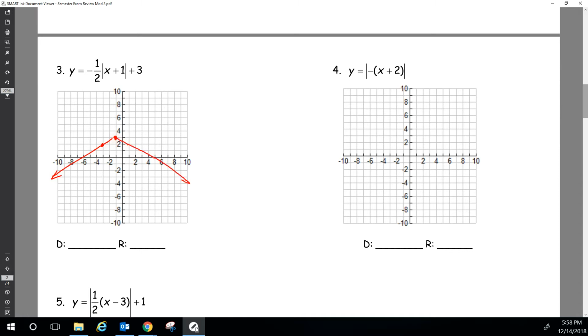And same thing on the other side, down 1 over 2, down 1 over 2. And so my domain is negative infinity to positive infinity. My range, though, I'm starting at negative infinity because it's opening down. I'm just going up to 3, including 3.